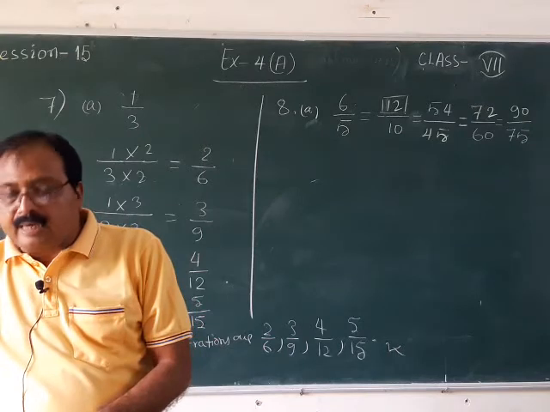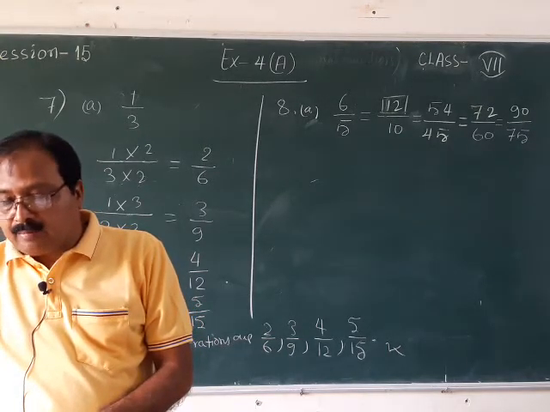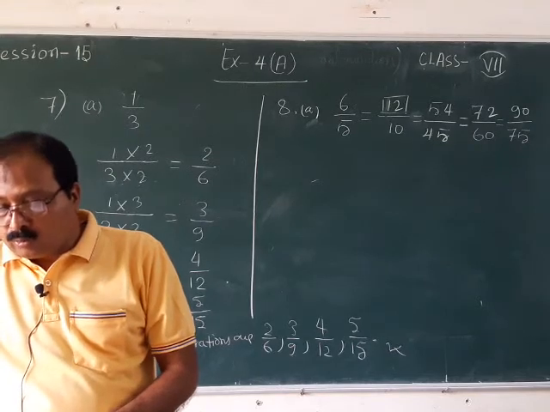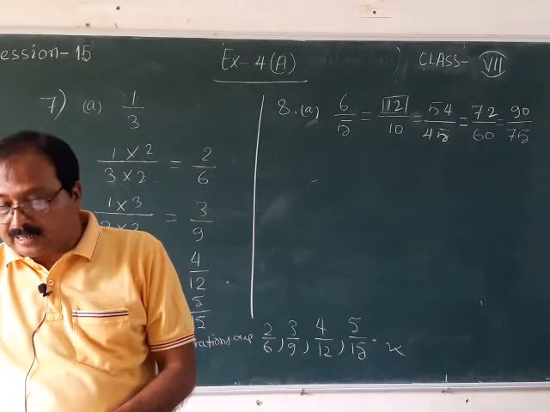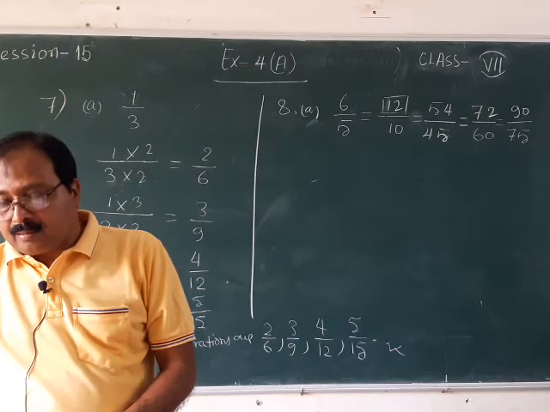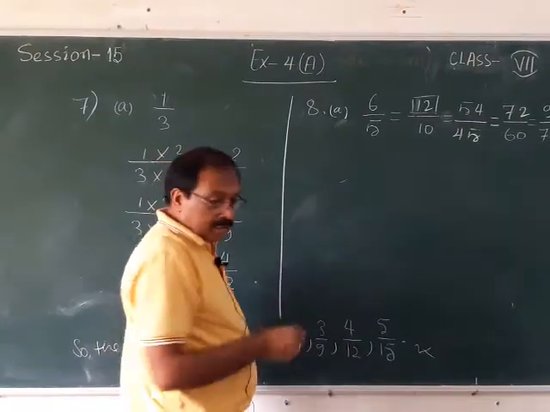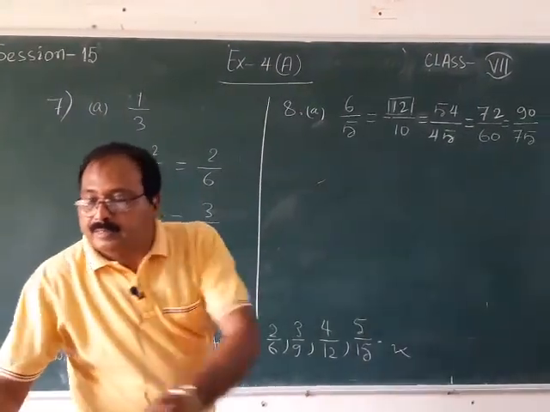Convert the following, question number 9. Convert the following rational numbers into decimals. You know how to convert a fraction into a decimal, that you can do, but just by counting the number of zeros you can shift the decimal. How can you shift the decimal? Let me show one.